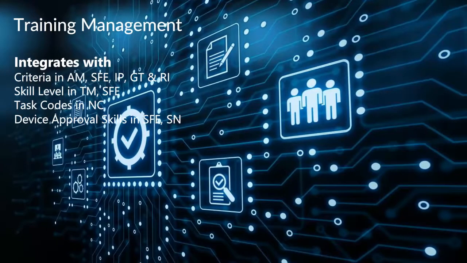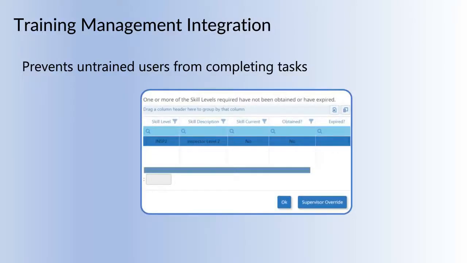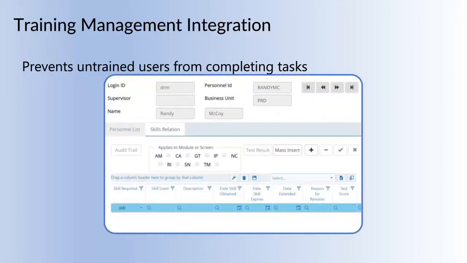That's pretty good control. If an IP inspection is performed and the inspector does not have the required training to perform that inspection, the TM module can be configured to monitor this and deliver this message. The inspection cannot be completed by this user until the user has obtained the required skill or a supervisor is available to override this exception. The user's training records can be reviewed in the TM module. Here, by the lack of any assigned skills in the lower portion of the screen, it's obvious that this user has no training record that would allow the inspection to be performed.